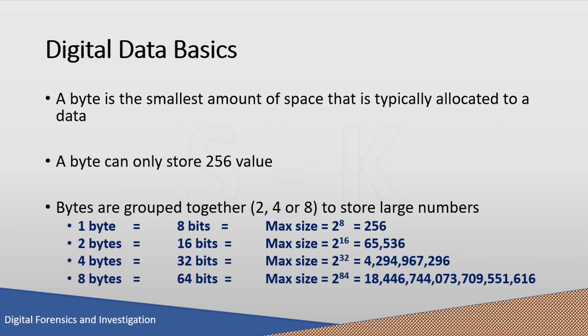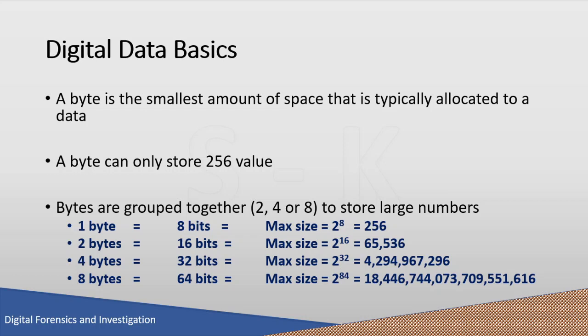So a byte is the smallest amount of space that is typically allocated to data. A byte consists of 8 bits, so it can represent up to 256 values. And how are those calculated? These values are calculated as 2 raised to the power n, where n represents the number of bits.